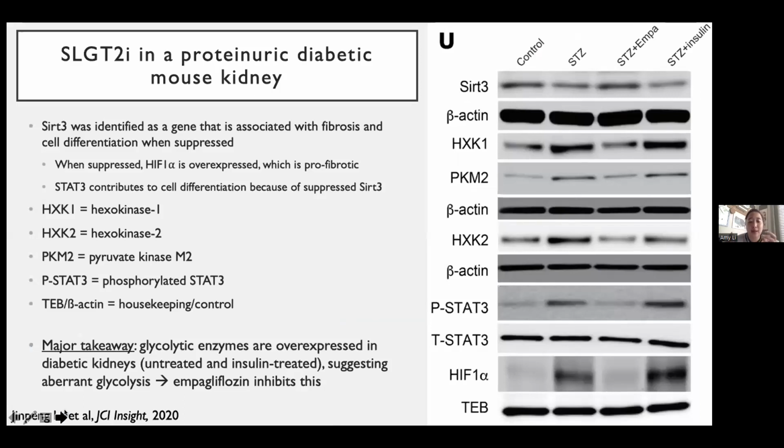And so what they found was a couple of things. They identified a gene that was associated with fibrosis and cell differentiation. And this gene, this SGLT2 gene, was also linked with HIF1 expression, as well as something called STAT3. For the sake of time, I'm not going to go into it too much, but in this Western, which are all enzymes of glycolysis, treated with empagliflozin, it shows that empagliflozin helps to modulate the amount of glycolysis that is seen in these diabetic kidneys. All right, next slide.